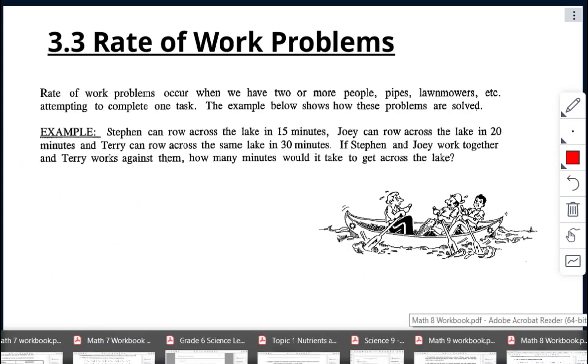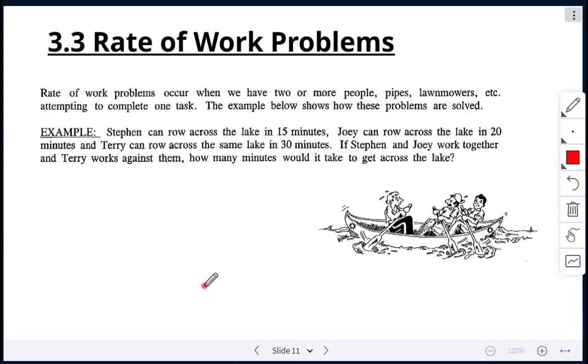Next type of problems we're looking at today, 3.3 rate of work problems. Rate of work problems occur when we have 2 or more people or pipes or lawnmowers, whatever, attempting to complete one task. So let's take a look at our first example. Stephen can row across the lake in 15 minutes. Joey can row across the lake in 20 minutes. And Terry can row across the same lake in 30 minutes.